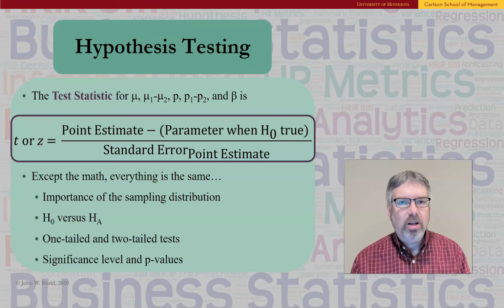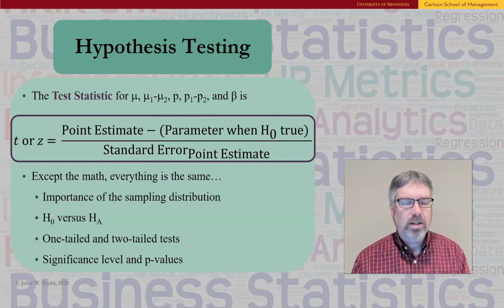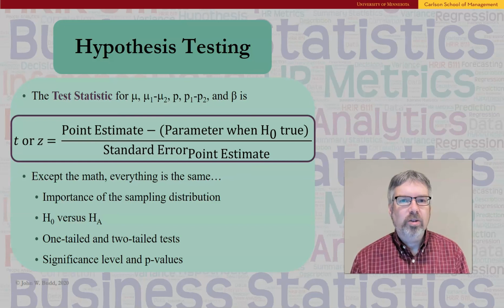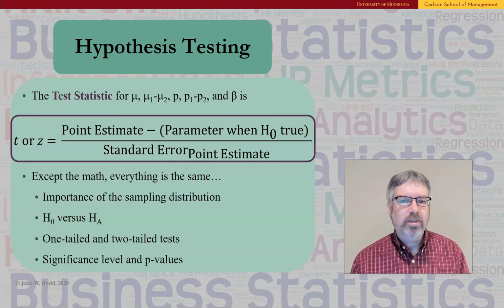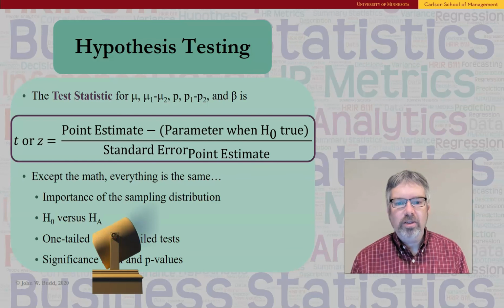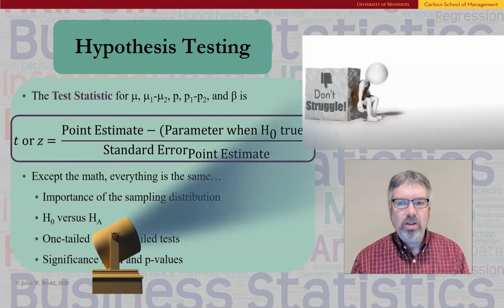How we set up null hypothesis versus alternative hypothesis is the same. We can have one-tailed tests, we can have two-tailed tests. How we think about probability of type 1 error or the significance level, how we find p-values, how we interpret p-values, all of those things are exactly the same. The fact that we never accept the null hypothesis, we either reject the null hypothesis or fail to reject the null hypothesis, these are all the same in all of these cases.